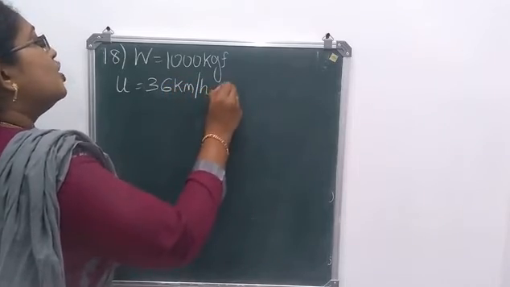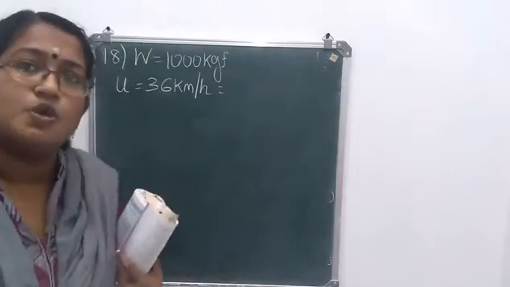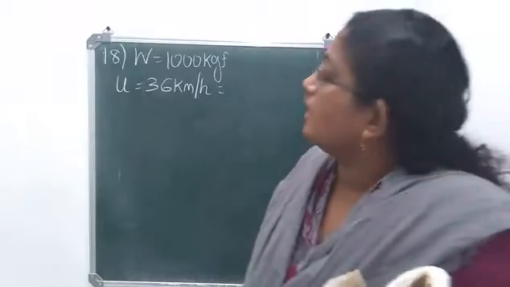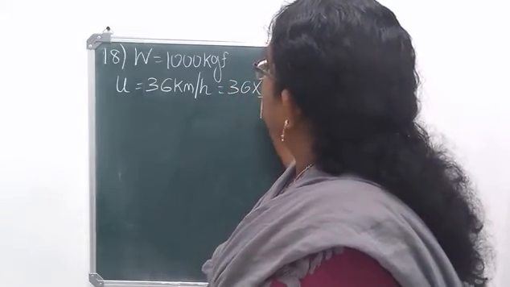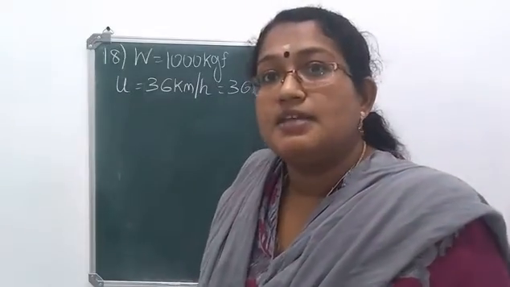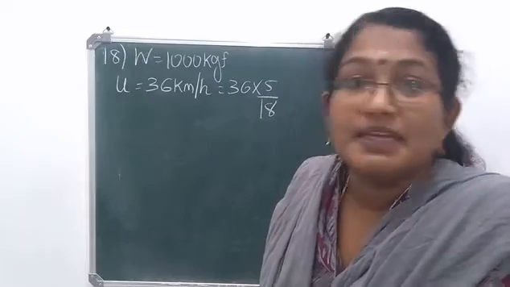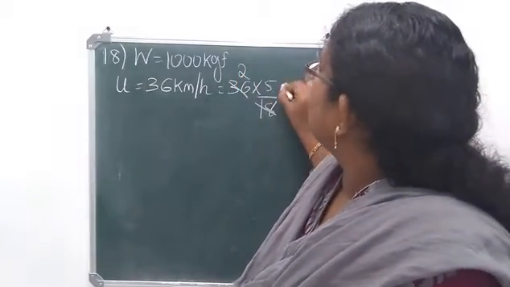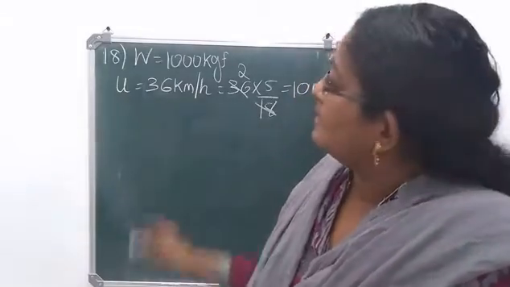How to convert kilometer per hour to meter per second? I have given you a short method. What was that? Just multiply it with 5 by 18, isn't it? So 36 into 5 by 18. When you multiply with 5 by 18, you can convert kilometer per hour to meter per second. So 18 and 36 get cancelled. 2 into 5 is 10. So initial velocity is 10 meter per second.